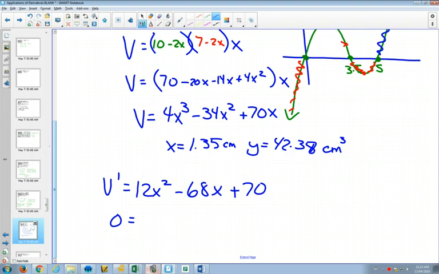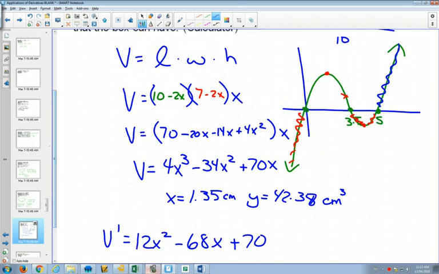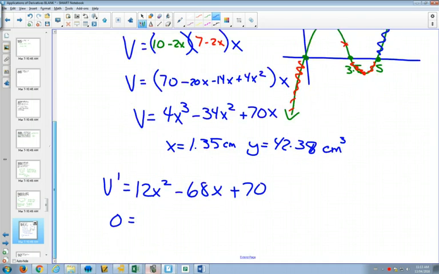Well, if I was using calculus, by finding the derivative and then setting my derivative equal to 0, I would find that tangent. I'd find the x where that tangent is 0, and that's going to be my maximum. So that'll help me find that maximum value. I can factor out a 2, leaving me with 6x squared minus 34x plus 35. And then going about trying to factor this looks like it would be difficult.